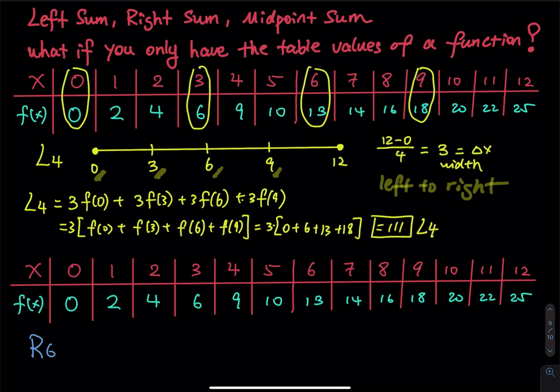How come you don't use the 12? How come you do not include the 12? Let's check the expression one more time. You have 1 rectangle, 2, 3, and then 4.